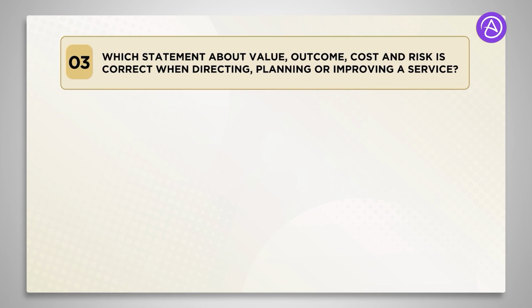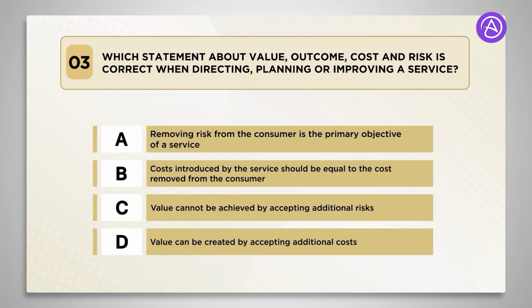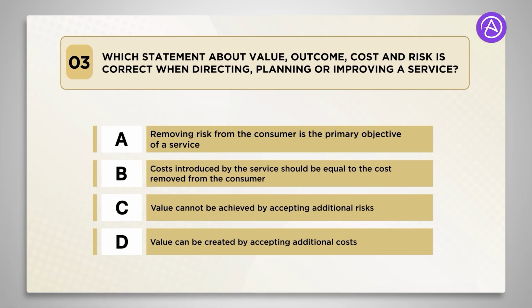Question, which statement about value, outcome, cost and risk is correct when directing, planning or improving a service? Is it A, removing risk from the consumer is the primary objective of a service? Is it B, costs introduced by the service should be equal to the costs removed from the consumer? Is it C, value cannot be achieved by accepting additional risks? And D, value can be created by accepting additional costs?